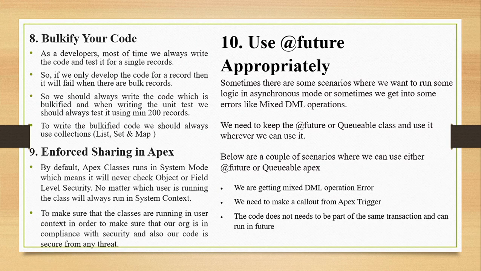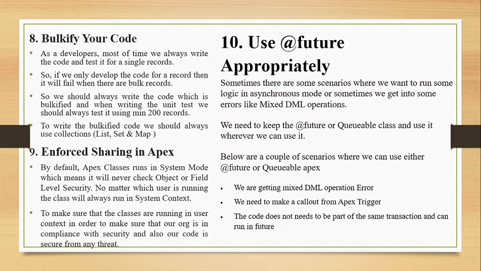Bulkifying your code. As developers, most of the time we write the code and test it for a single record. If we only develop the code for one record, it will fail when there are bulk records. So we should always write code which is bulkified, and when writing the unit test we should always test using a minimum of 200 records. To write bulkified code we should always use collections like list, set and map.